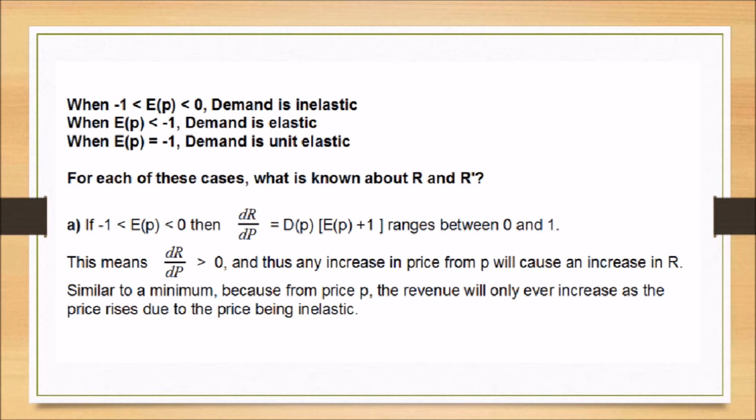If -1 is less than E(P), which is less than 0, then dR/dP equals D(P) times (E(P) plus 1), which ranges between 0 and 1. This means that dR/dP is greater than 0, and thus any increase in price from P will cause an increase in revenue, because from price P the revenue will only ever increase as the price rises due to the demand being inelastic.